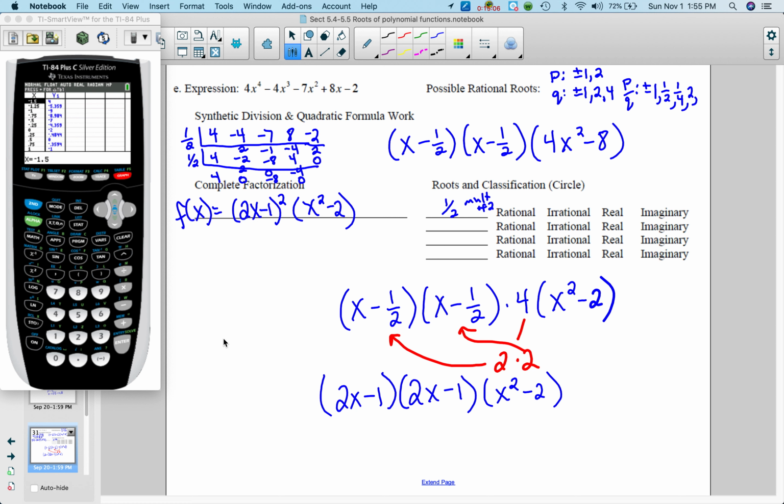So this last part, if we take x squared minus 2 and set it equal to 0, I get x squared equals 2. So x equals plus or minus the square root of 2. So I have the square root of 2 and negative root 2. So the first one is rational and real. These are irrational and real. And those would be my roots.